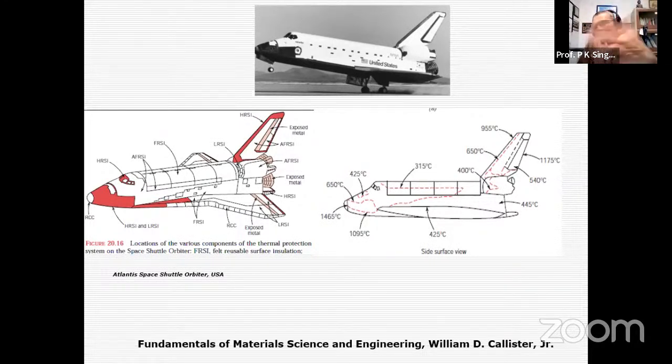This is a cross-sectional view of the Atlantis shuttle, which is now retired from the USA, but it gives a little glimpse about material science. Each part is a different color. The part nearby the nose portion, which is colored red, is a different kind of material. This red portion is HRSI, another kind of material.